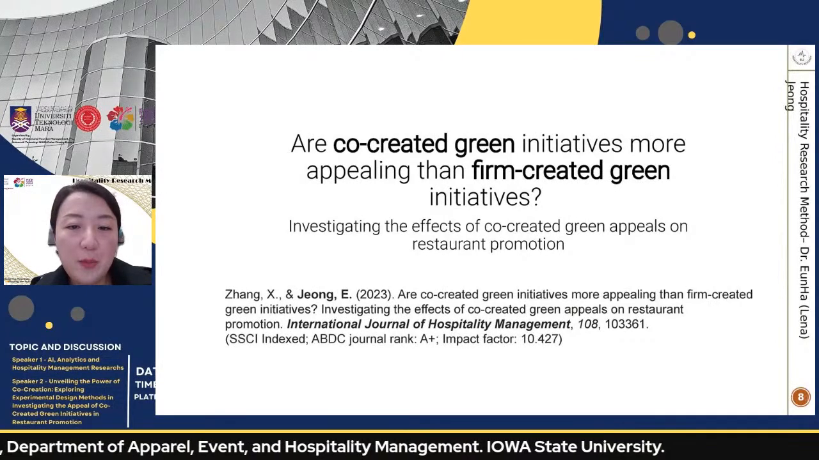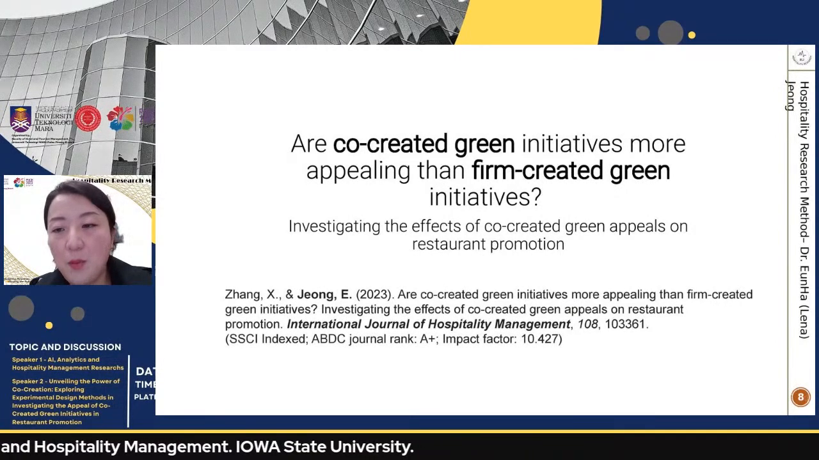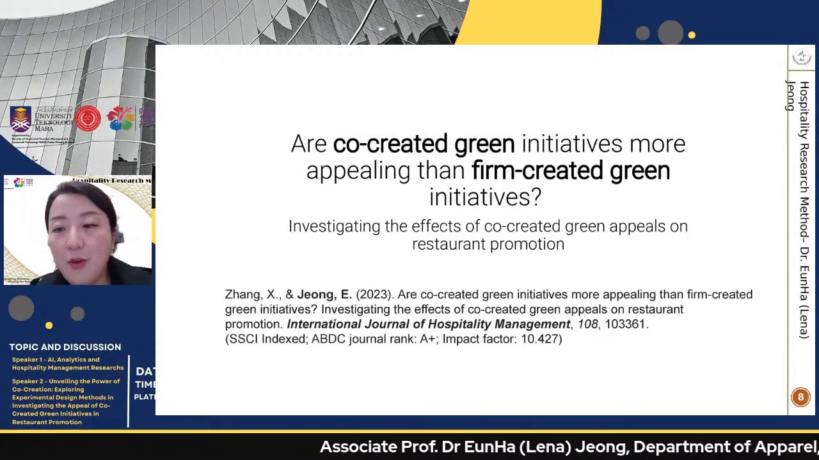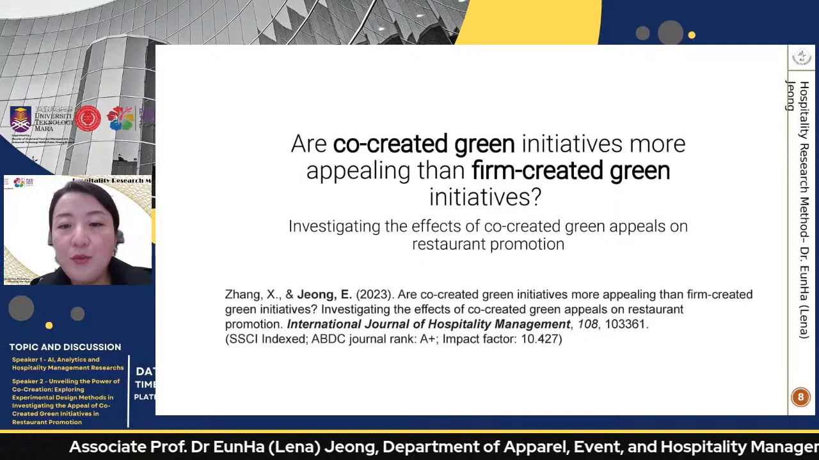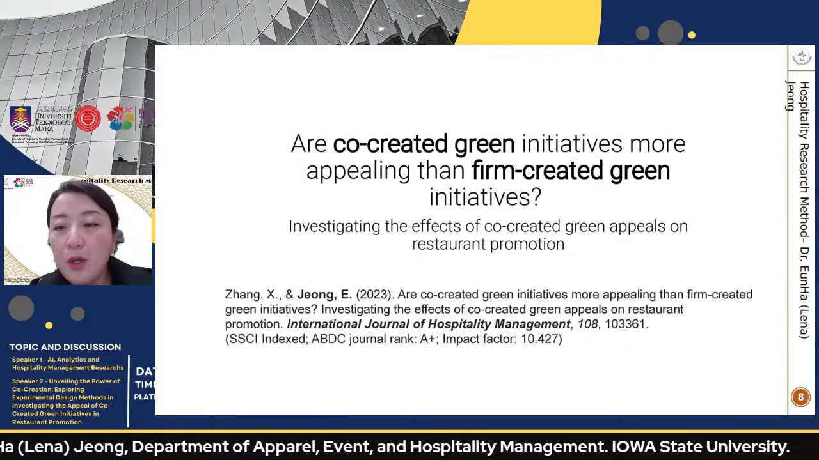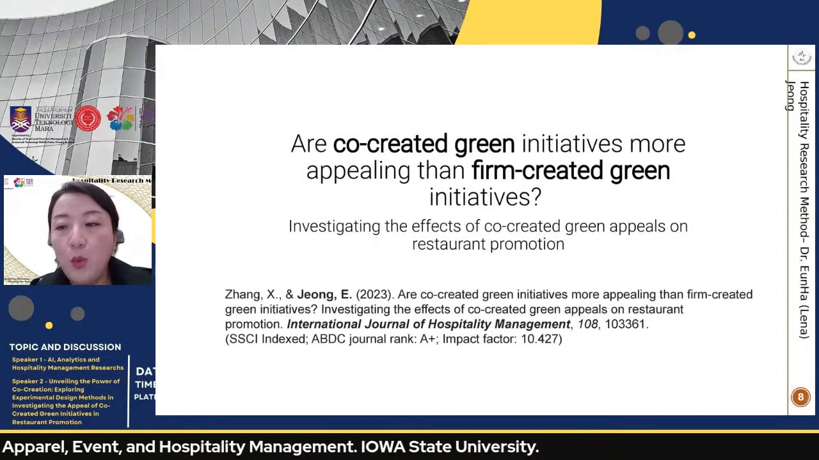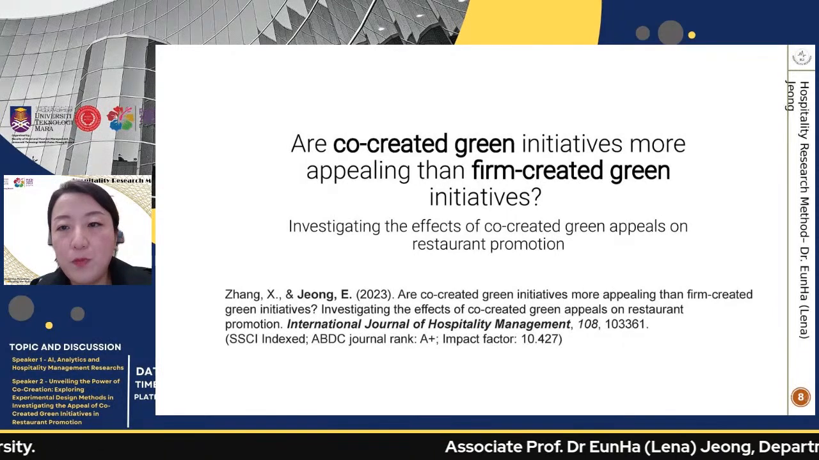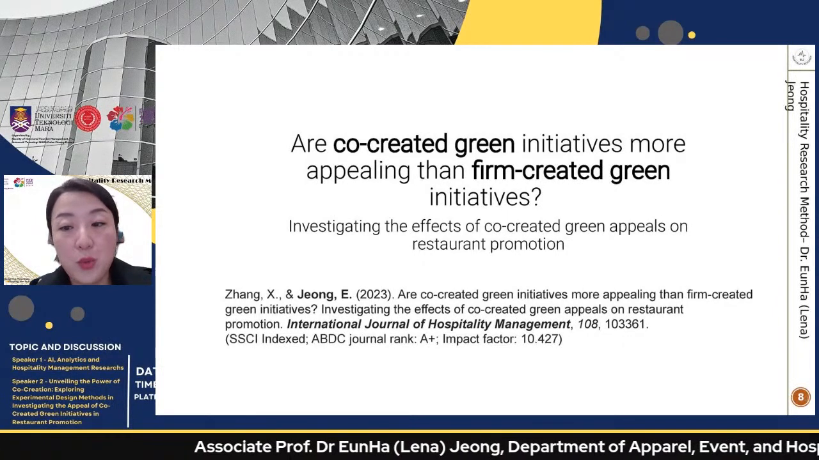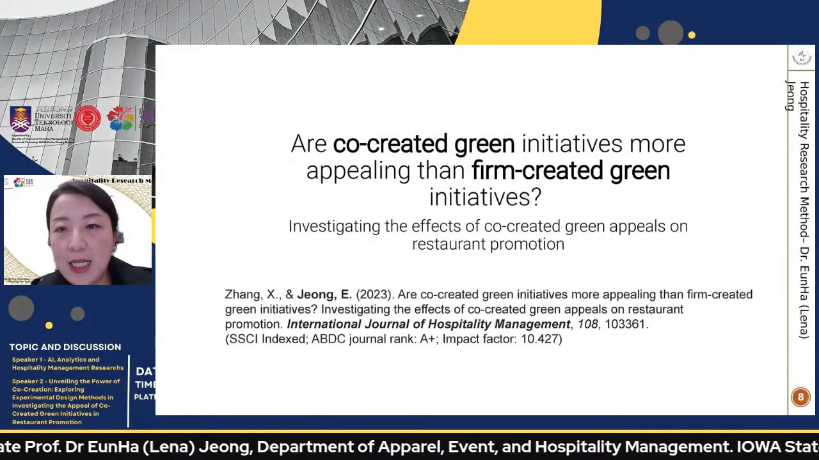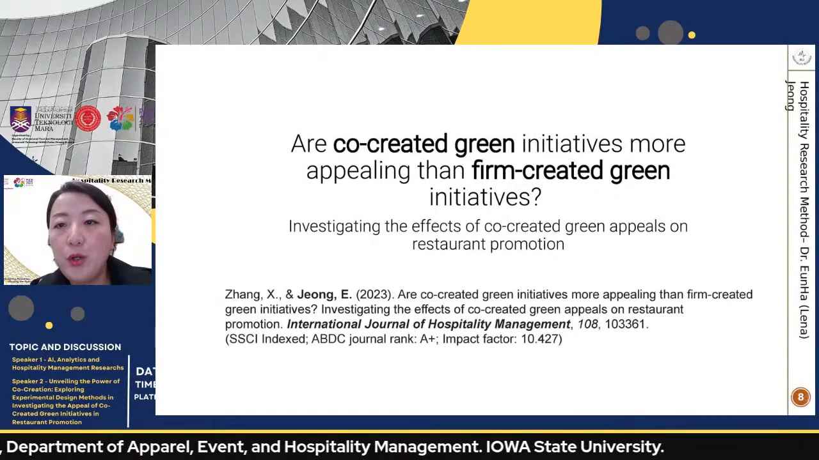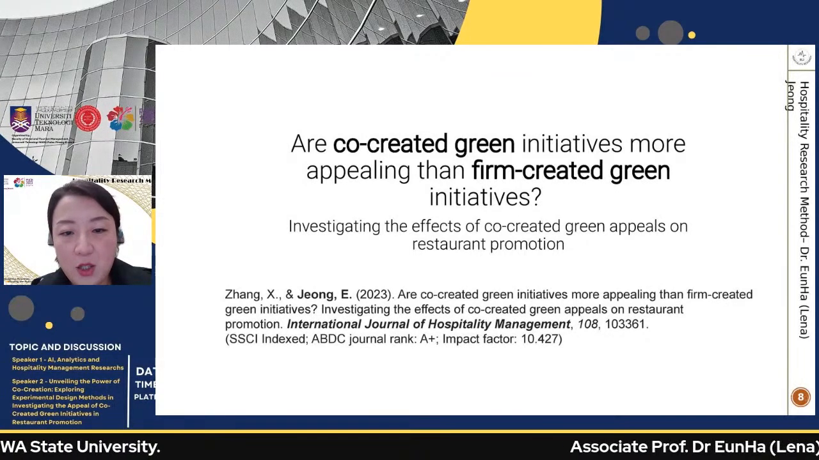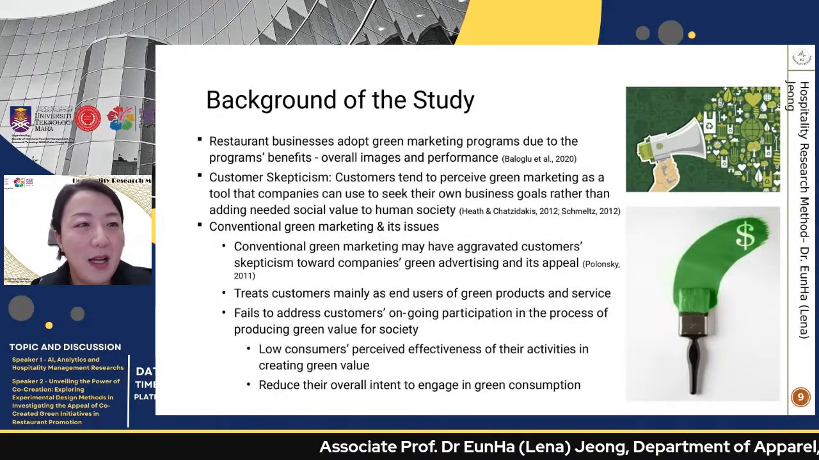To help better understand this factorial design of the experimental research method, I now use one of my studies published in IJHM in the context of sustainability in hospitality management. I'm going to focus on the research method and show you how the factorial design can be applied and what statistical analysis can be used. At the end, I'm going to let you know how you can interpret the result properly. The paper that I chose is titled "Are co-created green initiatives more appealing than firm-created green initiatives?" Let me dive into the paper.